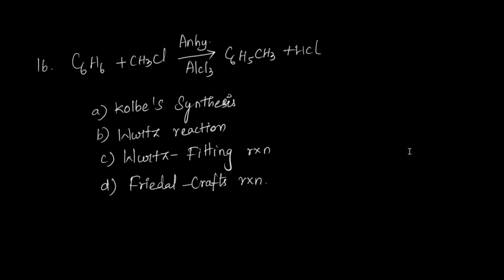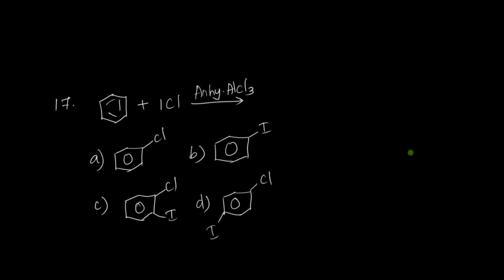Then C6H5CH3Cl. What is this reaction? Very simple question. Friedel-Crafts alkylation. Right? Gold synthesis is something different, it deals with the salt. Wurtz reaction is taking two RX leading to the formation of higher alkanes. Wurtz-Fittig is where I am taking aryl halide and alkyl halide to form a benzene with the substitution of R. So the answer to this question is option D.